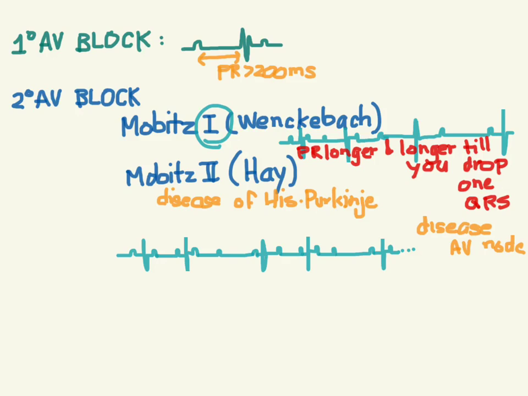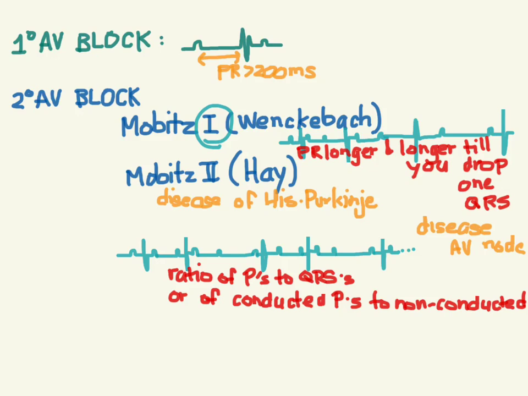And so this is the Mobitz type 2, where you're going to have a P for a QRS, a P for a QRS, and a P without a QRS, where you skip one. And so this is going to have some sort of ratio of P's to QRS's, or you could say of conducted P's to non-conducted P's. And so that's our Mobitz type 2. And the danger with the Mobitz type 2 is that it can quickly degenerate into a third degree AV block. So let's take a look at a third degree block.